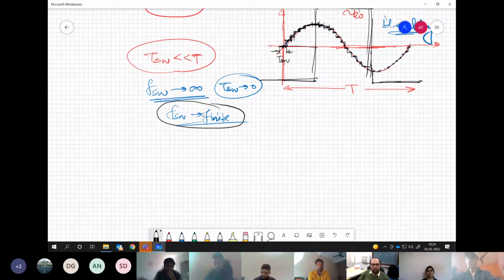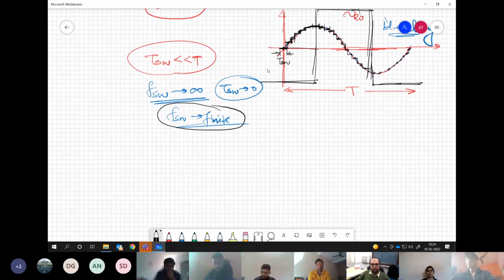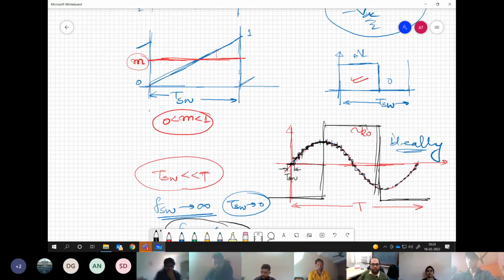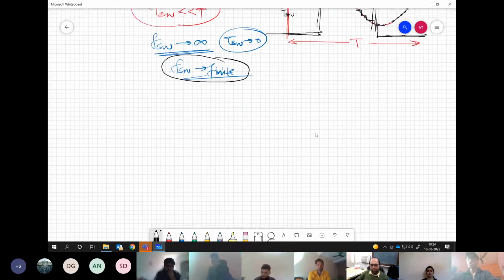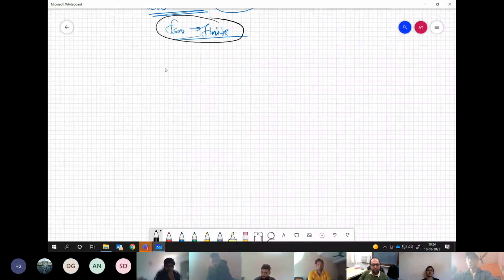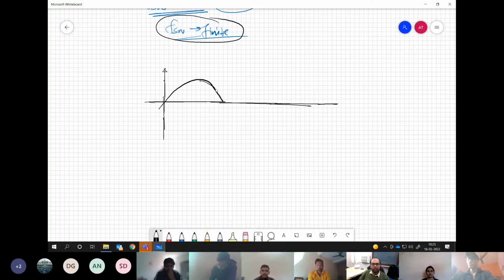So extending the same concept, whatever we have done for DC-DC, we can have a reference signal which is varying sinusoidally instead of a fixed constant reference signal. So we can have a reference signal like this. Understanding my point? And you compare it with the carrier.